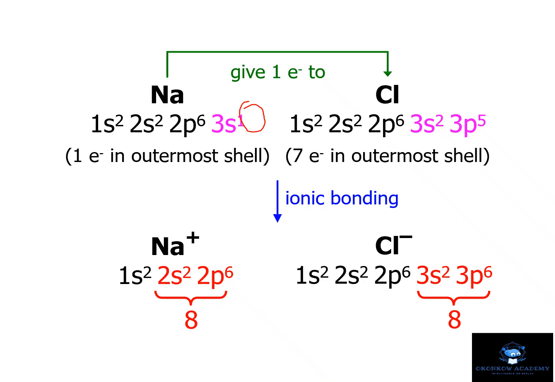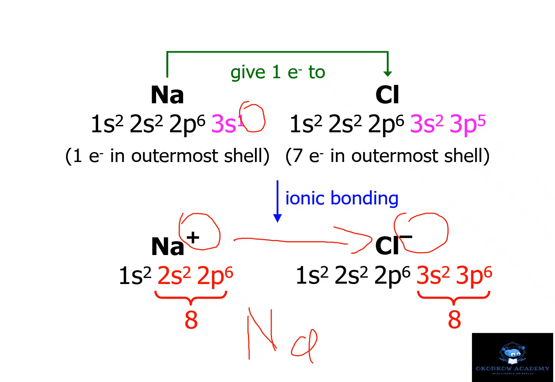Now sodium carries a plus one charge, as you can see here. Chlorine carries a minus one charge, as you can see in the diagram. The electrostatic attraction between them forms the ionic bond of sodium chloride, NaCl. So that is a typical example of ionic bonding in action.